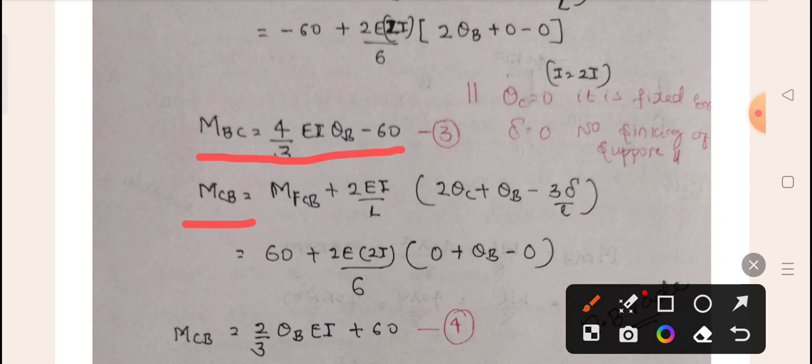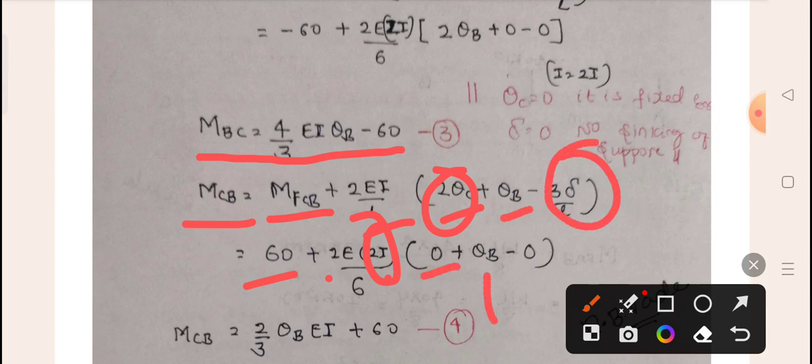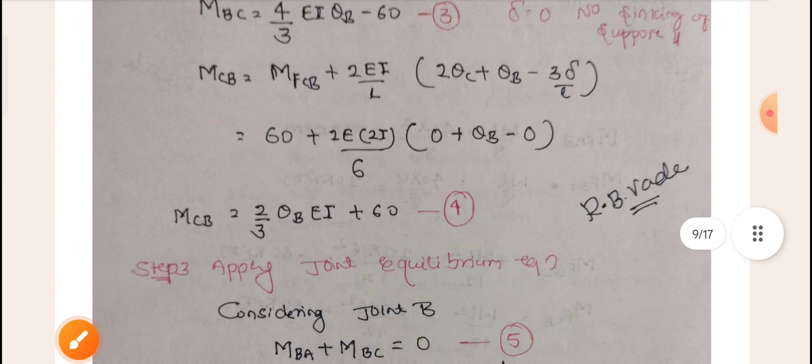Next, same thing what you did for MBC, same thing you can do for MCB. So MCB formula, what is the formula? MCB plus 2 EI by L into 2 theta C plus theta B minus 3 delta by L. So MCB is calculated. Substitute the value 60 plus 2EI by L. So span BC, it is 2I. Theta C means which support? Fixed support. That is 0. Theta B will not be equal to 0, and this value will be equal to 0. So accordingly I substituted. So MCB is also calculated.